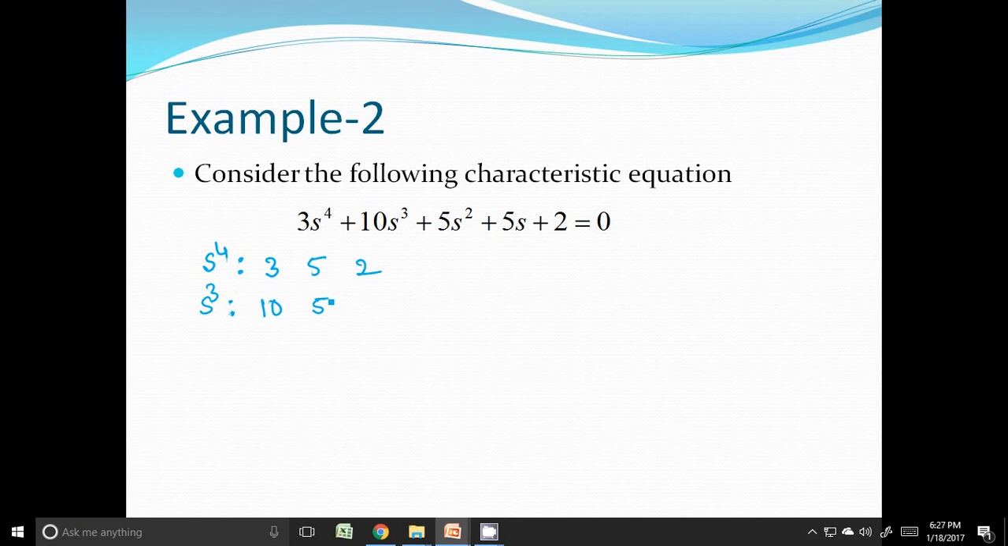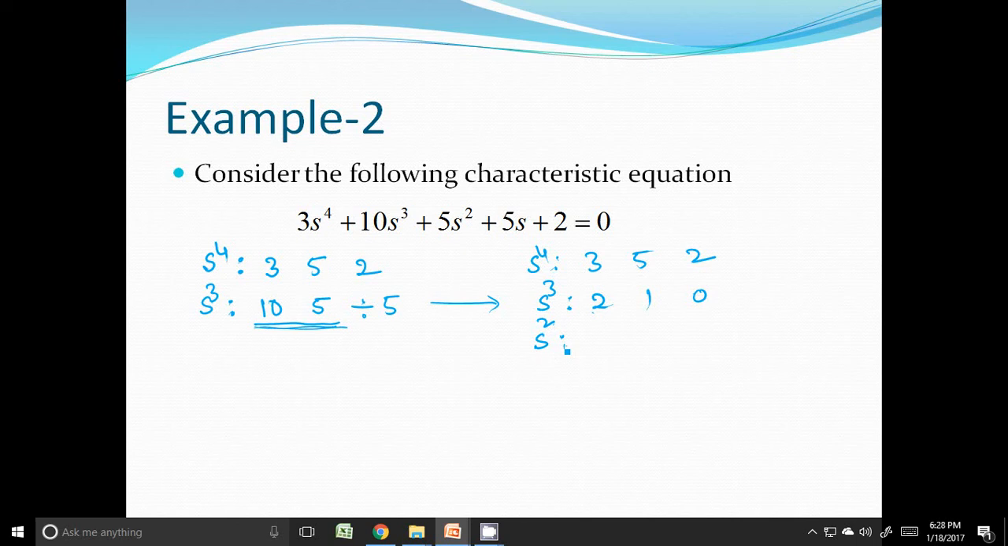Again, in this s power 3 row, all elements are multiples of 5. So you divide this complete row by 5 so that our computational work will be simplified. The s power 3 row is just 2 and 1. I am rewriting the s power 4 row again here: 3, 5, 2. Nothing is there in the last position, so I have written 0.